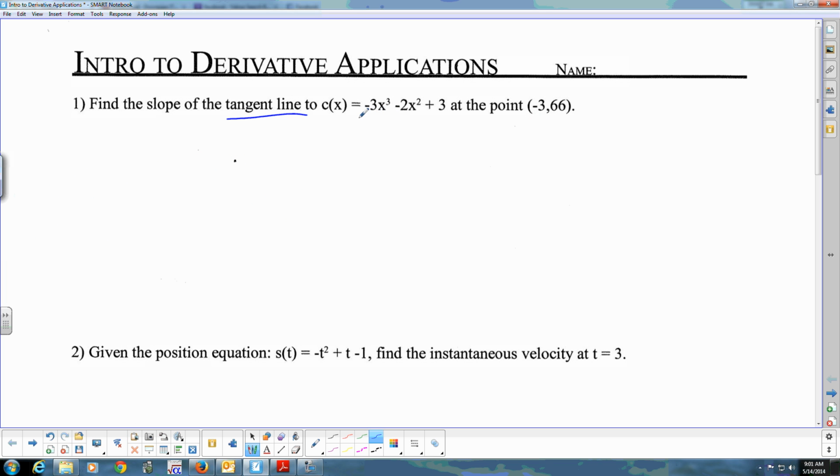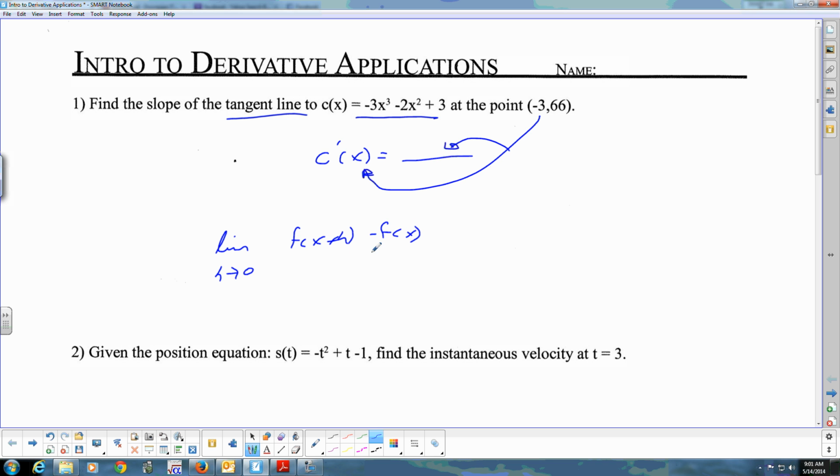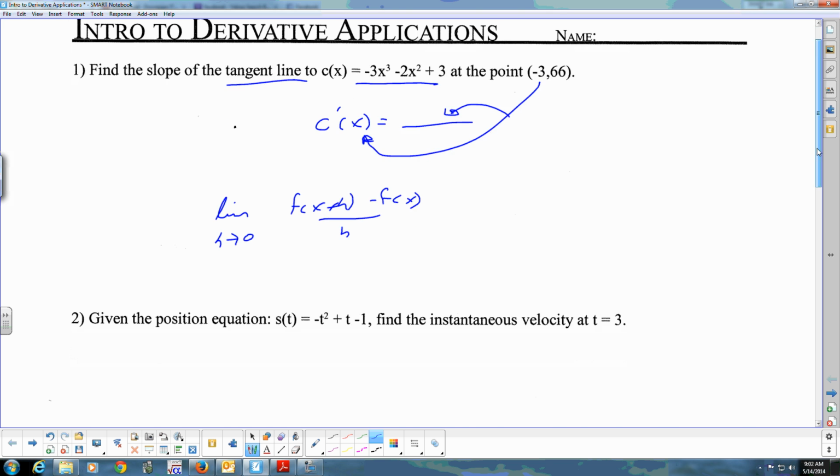Okay, so here you're going to find the derivative. You're going to find c prime, some value. Then you're going to take the -3 and fill it in for the x value in the problem. Whatever the derivative is, you're going to evaluate it at -3. And in case you're a little unsure, finding the derivative is you're going to take the limit as h goes to 0 of f of x plus h minus f of x over h. And in the interest of time, I'm not going to find the derivative for this. That's something we've been practicing and you guys should know how to do.